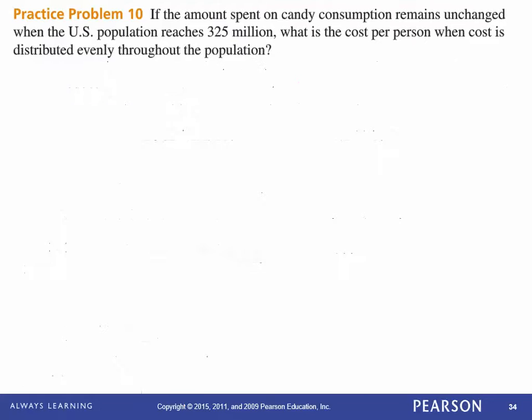Okay, so your job. If the amount spent on candy consumption remains unchanged, so it's still going to be $29 billion, and the U.S. population reaches 325 million, and that's actually not true. I think we're at 330 million as of the end of last year. So what's the cost per person? I'll do it with you guys here real quick. So this is 325 million, is that right? Can you write that in terms of scientific notation?